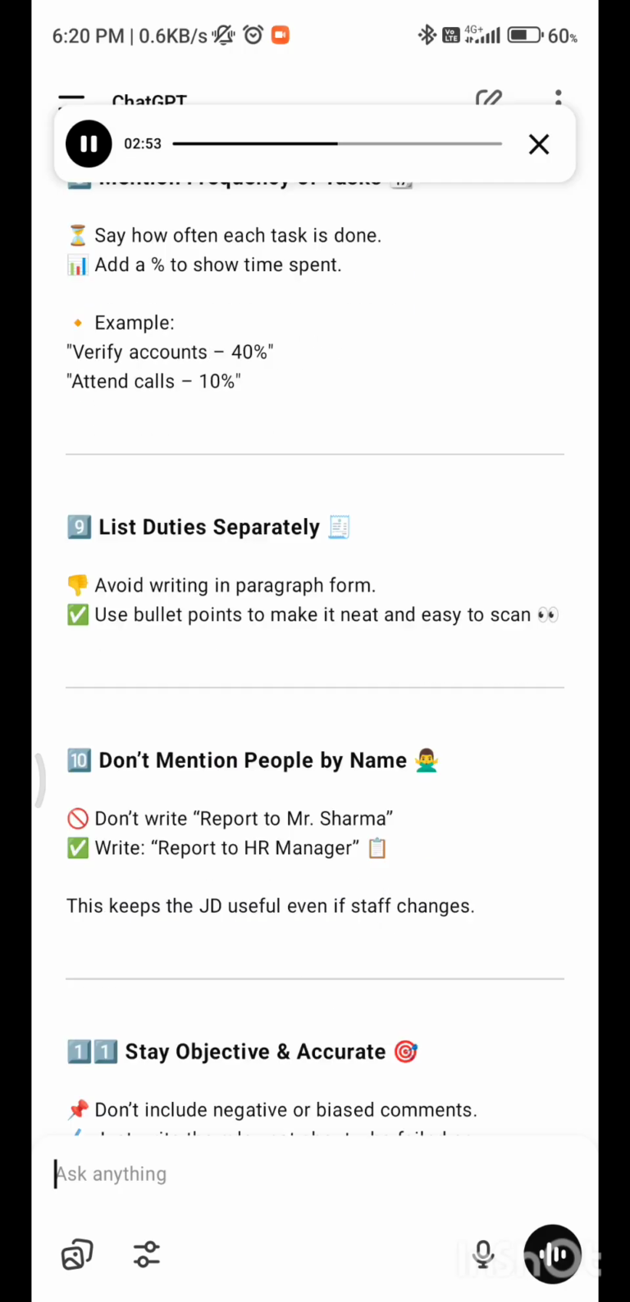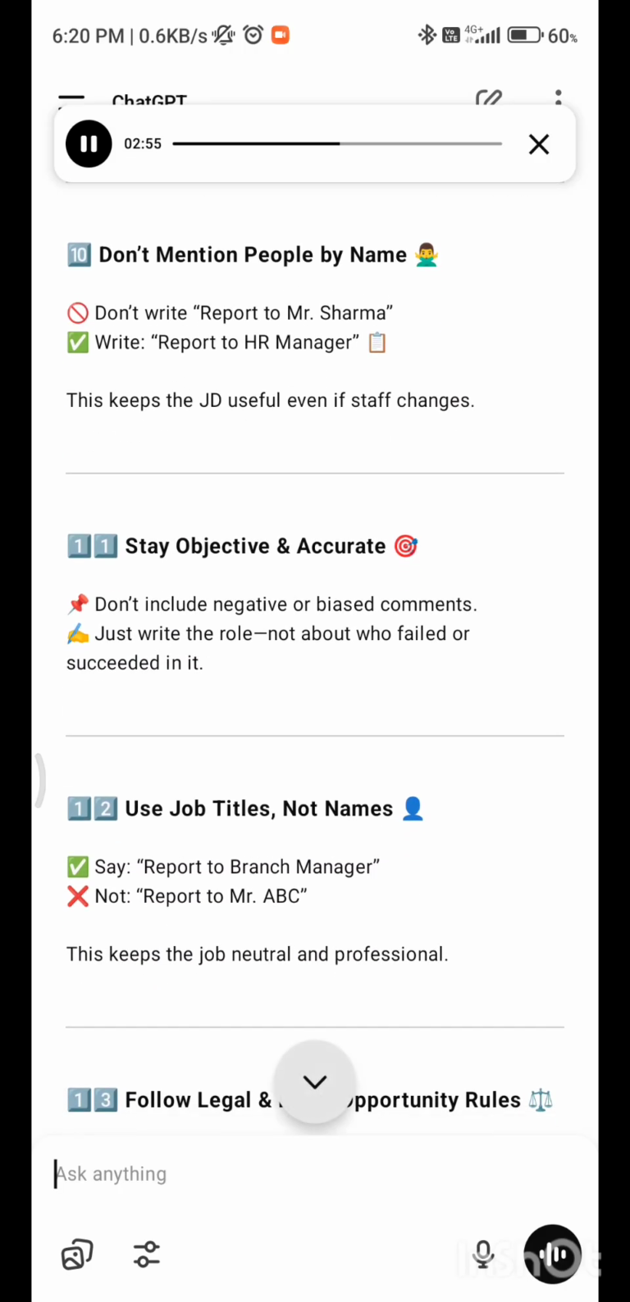10. Don't mention people by name. Don't write report to Mr. Sharma. Write report to HR manager. This keeps the JD useful even if staff changes. 11. Stay objective and accurate. Don't include negative or biased comments. Just write the role, not about who failed or succeeded in it.